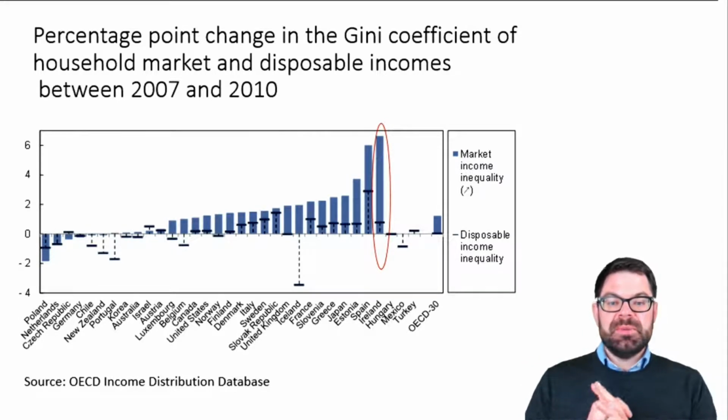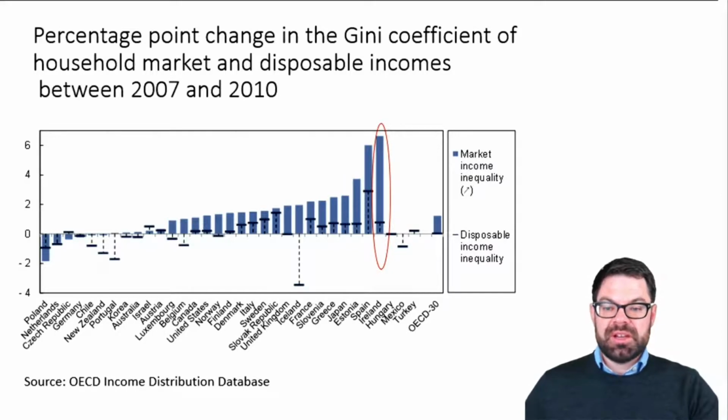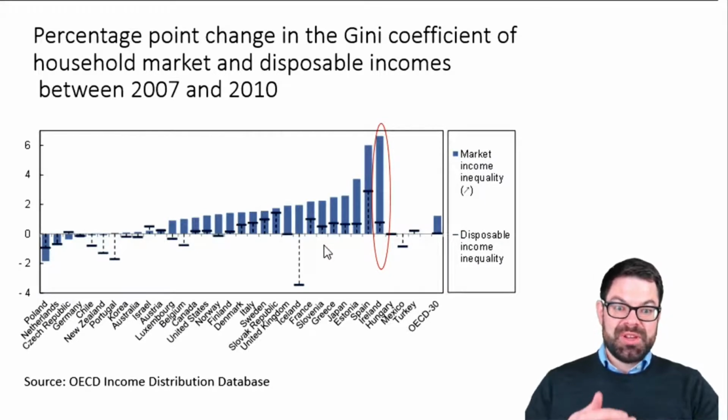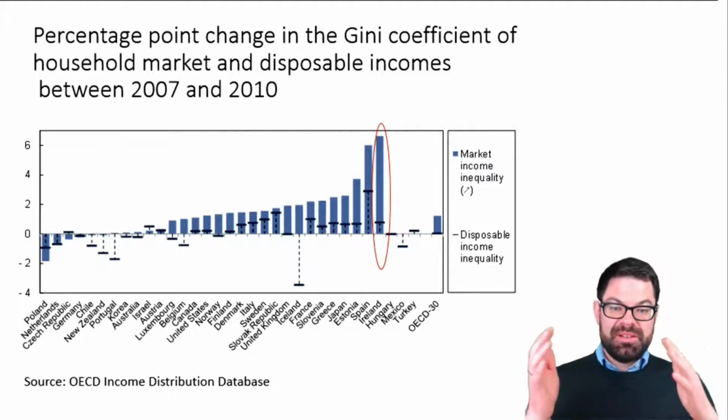And this is what you can see here. For each OECD country, we have the change in the Gini in market income inequality. So if it goes up, this means market incomes are distributed more unequally.